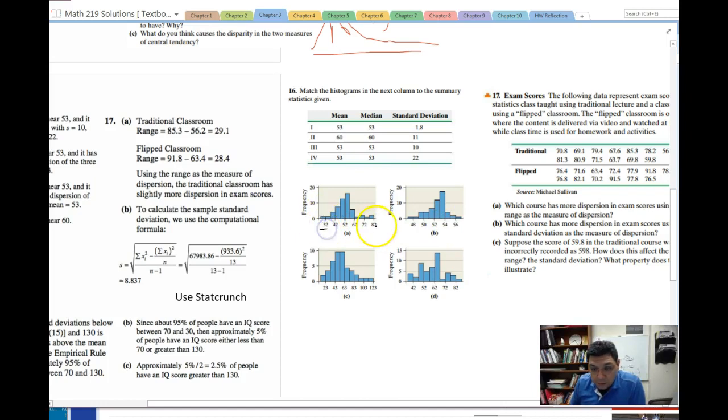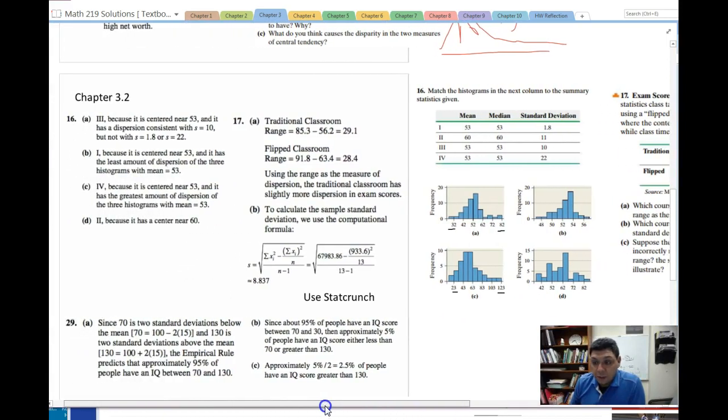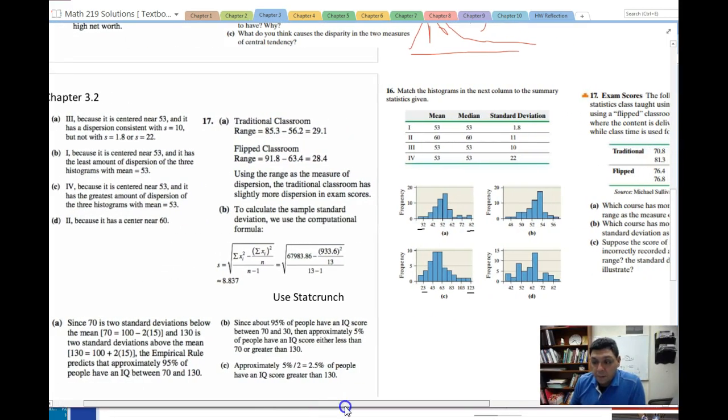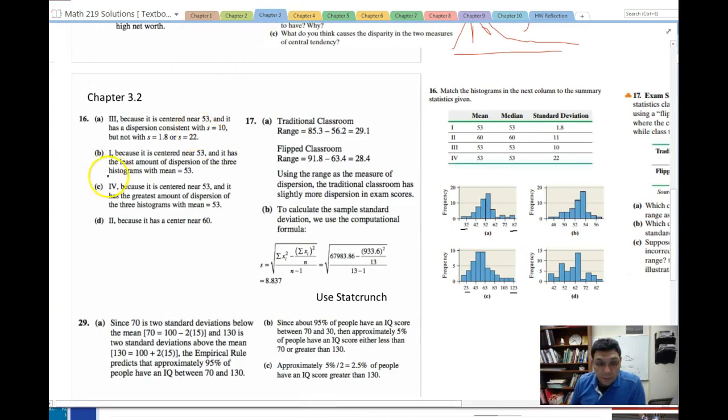And so key thing is 32 to 82. There's a big spread there, big spread from 23 to 123 versus a smaller spread here with 48 and 56. The spread is not as spread out, so that's going to have the smallest standard deviation. So to me, that would be the first thing we're looking at there, where B is matching up with 1 because of that spread. And also the mean is in the middle, 53, it's symmetric, so we have that first one there.